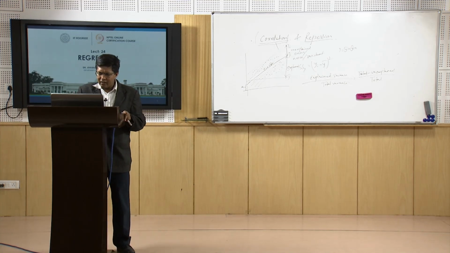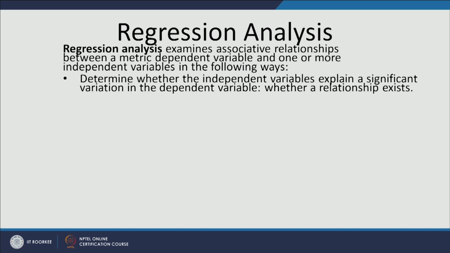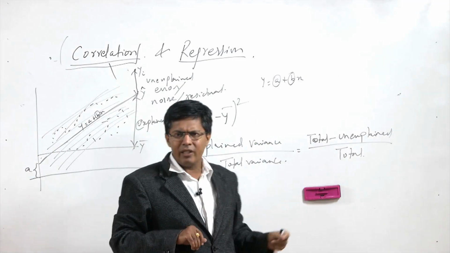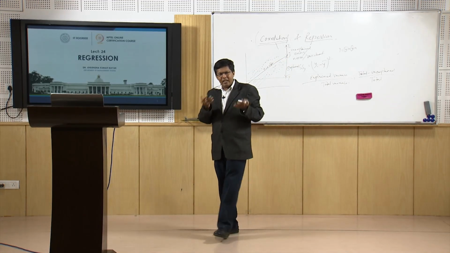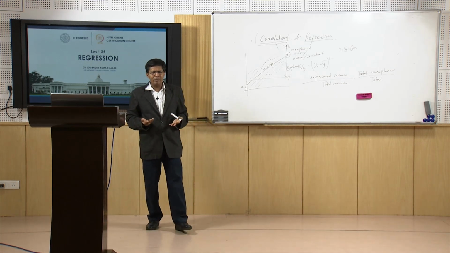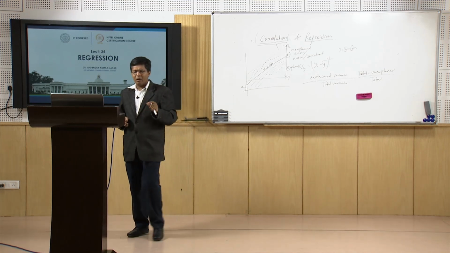So, let us go to the regression analysis. There are a few things that are very important. It examines associated relationships between a metric dependent variable and one or more independent variables, okay. First of all, whether a relationship exists or not. Next, how much of the variation in the dependent variable is explained by the independent variables, that means the strength of the relationship. If you look at the estimates, the beta coefficients, the higher the coefficient, the stronger the beta coefficient, the stronger is the explanation power, right.